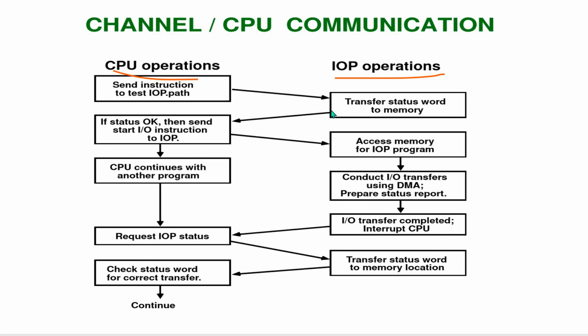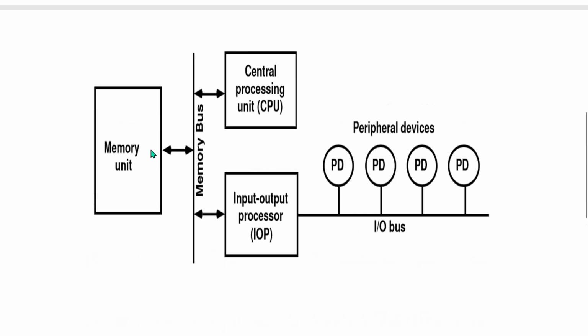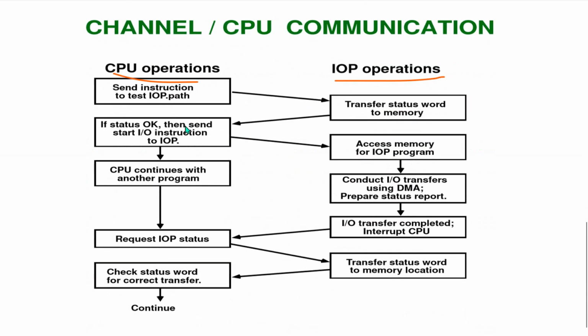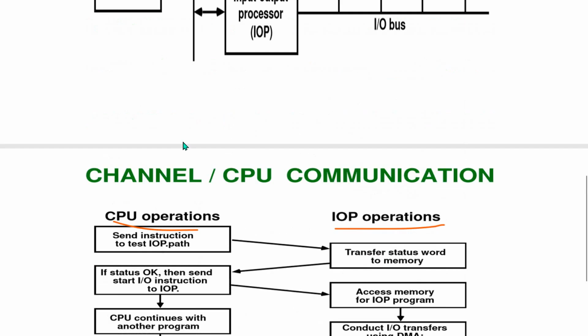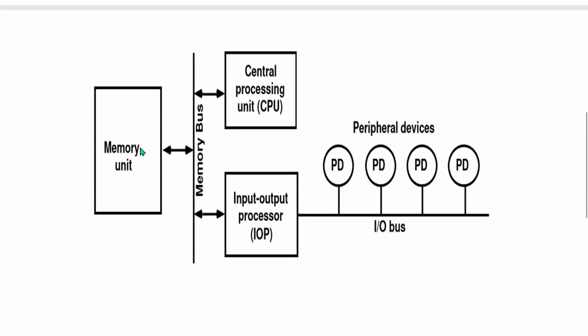Next, after completion of this task, we go to the next stage of the CPU operation. If the status is okay, that means everything is fine, and after reading the status word from the memory unit, the central processing unit will initiate one more command: if the status is okay, then send start IO program to IOP. That IOP program is stored inside the memory. So if the status is okay, the central processing unit sends one more command to the memory unit, reads that IO program, and it is transferred to the input output processor.